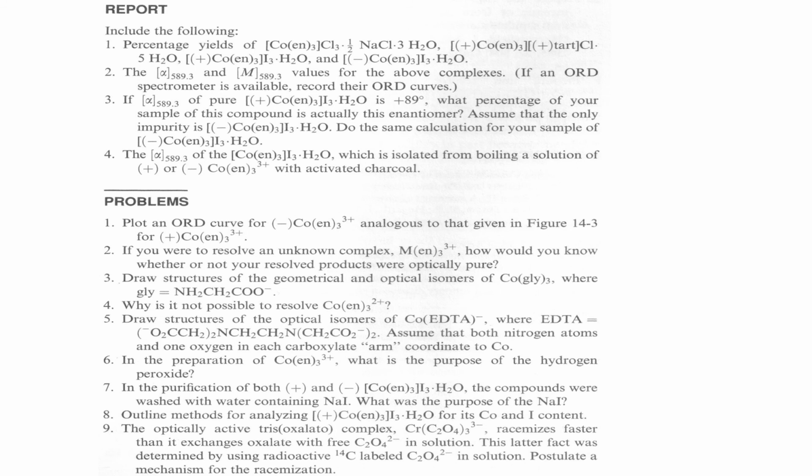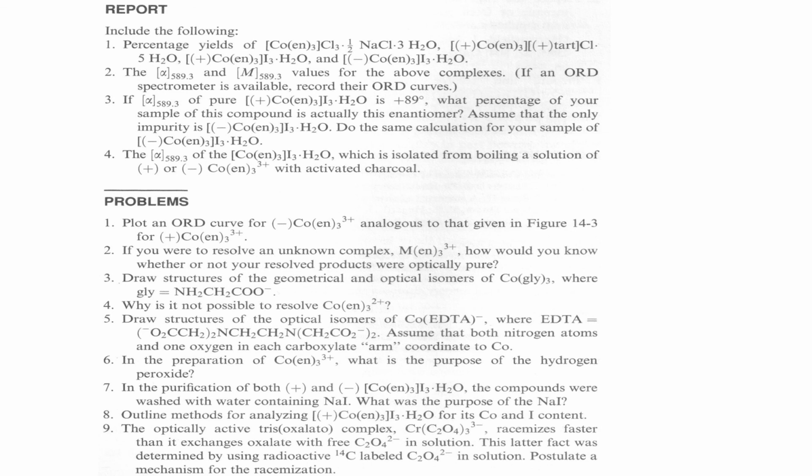Then the last thing you do, at some stage, is answer these questions and send them to me. The first question, you plot the ORD for the minus, which I did. The second question: if you have to resolve an unknown complex, how would you know whether or not your resolved products were optically pure? Draw the structures of the geometrical and optical isomers of cobalt glycinate, which you prepared in the acetylacetone and copper glycinate experiment. It's similar.